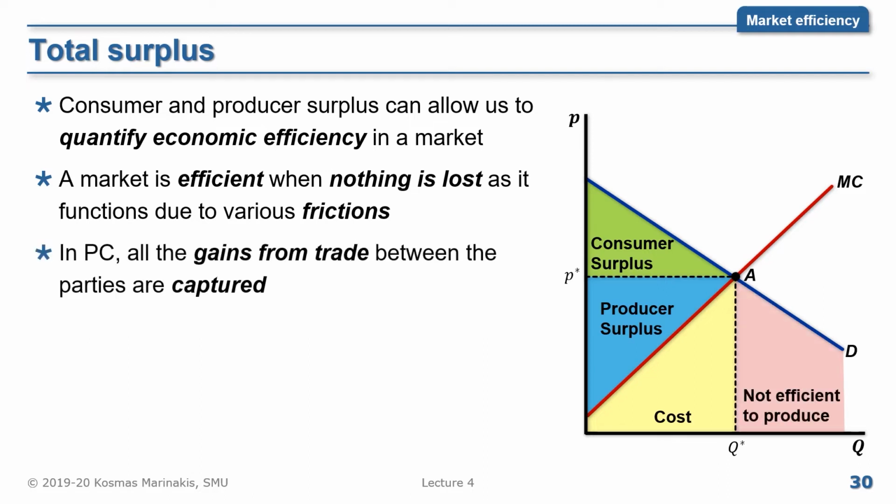So in perfectly competitive markets, all gains from trade between the parties are captured. It doesn't matter who captures them. It matters that they are captured. So from 0 up to Q star, that is the relevant production, all the gains from trade are captured by somebody, and this is what matters in terms of efficiency.